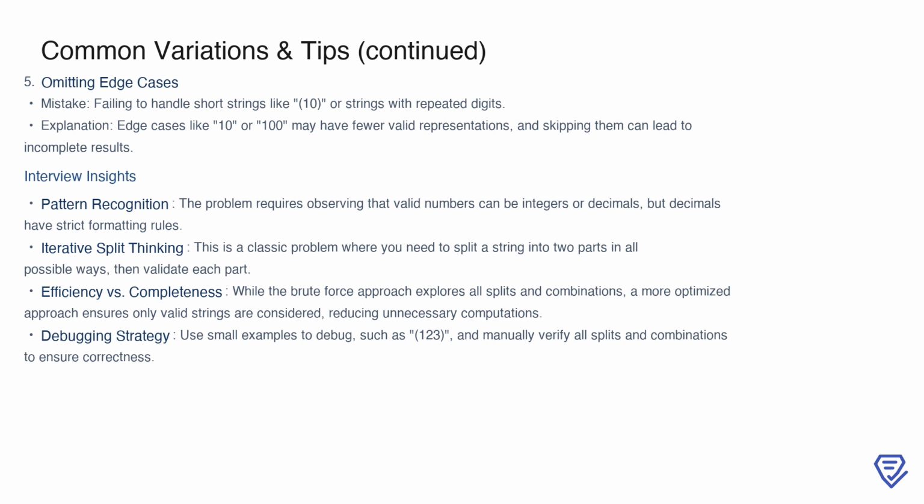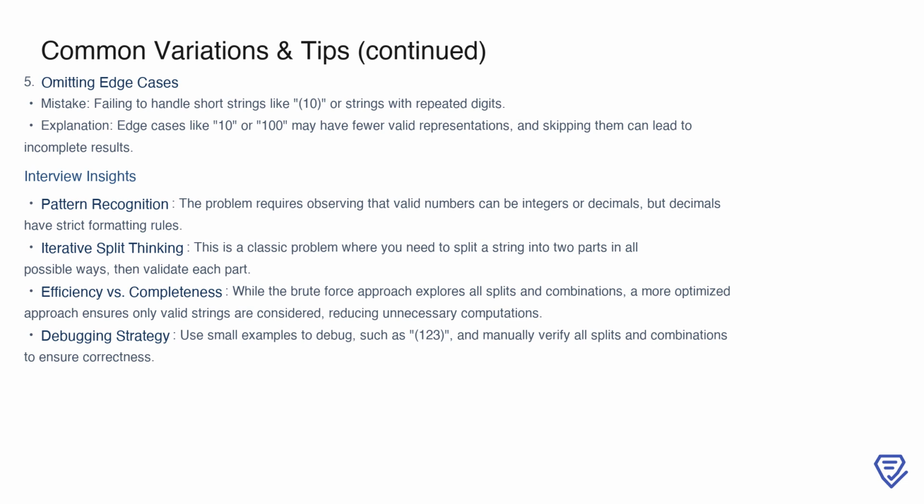Edge cases are another important area to consider. Short strings like 10, or strings with repeated digits, such as 100, often have fewer valid representations, and skipping these edge cases can lead to errors. Observing patterns is critical here. For instance, recognizing that valid numbers can either be integers or properly formatted decimals helps you apply the correct rules consistently. This problem also relies on iterative split thinking, where you systematically divide the string into two parts in all possible ways, validating each part to ensure correctness.